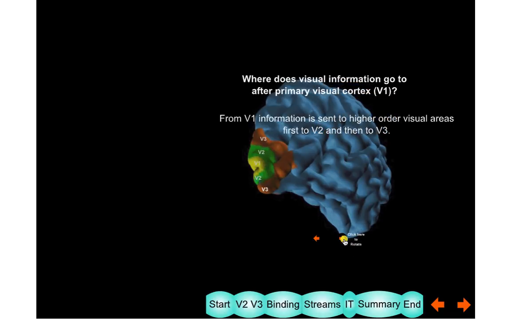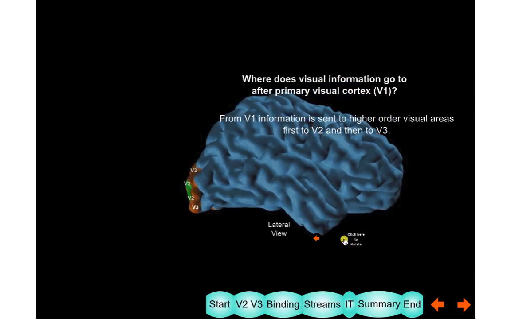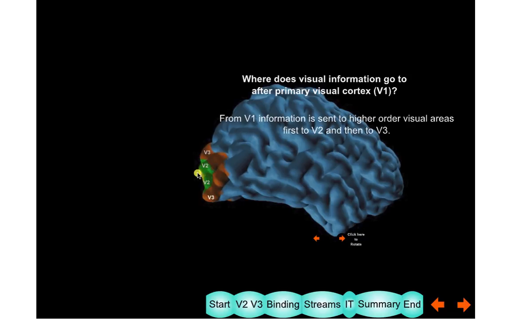And if we rotate it some more, we can see the lateral side, the outside of the brain. You can hardly see, we'll back it up a bit, you can see a teeny bit of V1, and then around that V2 and around that V3.